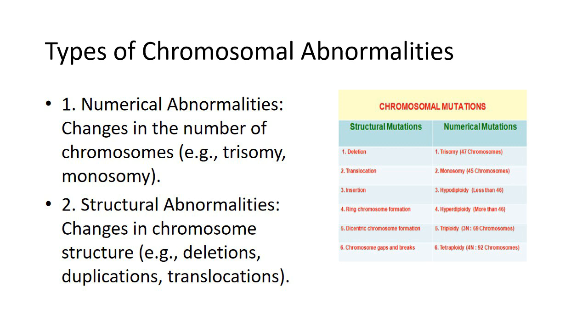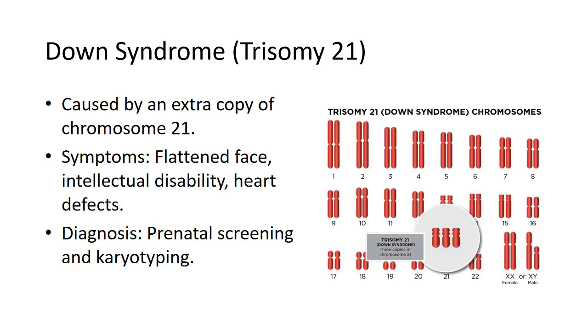Common chromosomal abnormalities. 1. Down syndrome, trisomy 21. Cause: Down syndrome is caused by an extra copy of chromosome 21, making a total of 47 chromosomes instead of the usual 46. This is known as trisomy 21.